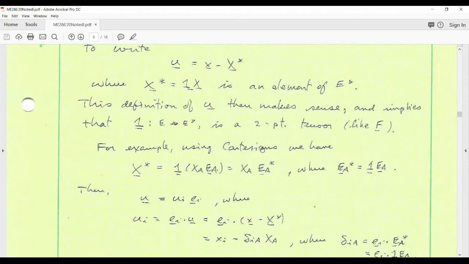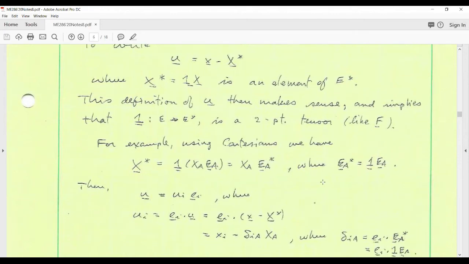Okay. So for example, using Cartesians, we'd write x as cap xa EA. The tensor operating on that, tensor on a vector, is a linear operation, so you can take the components out in front, and you get 1 on EA, we'll call it EA star. And EA star is an element of E star. It's essentially the same vector as EA, E1, let's say. It's just that it now lives in the vector space E star instead of E.